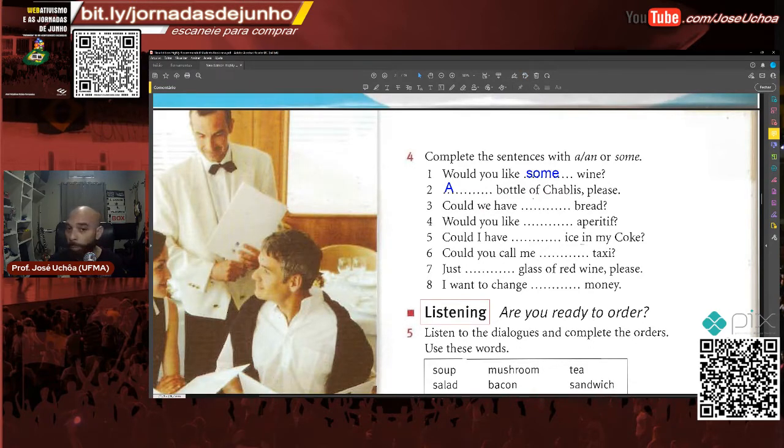Number 3. Could we have bread? Well, we talked about bread as a continuous substance. We don't count bread. We count one piece of bread, two pieces of bread, three slices of bread. But bread, I do not have the plural for bread. So instead of a, what I have is, could we have some bread?